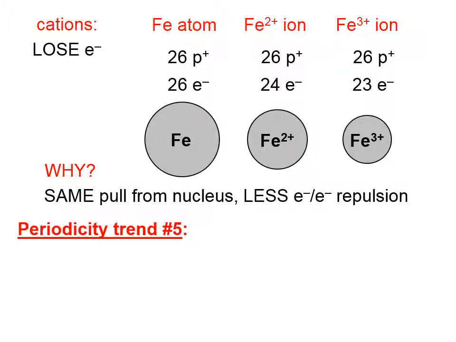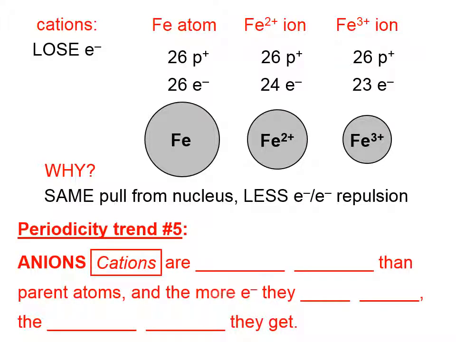So let's summarize what we've talked about here with periodicity trend number 5. This is a statement that can be read twice. You have to read it first with the bold-faced capital letters, and then you start back at the beginning and read it again with the italicized, boxed-in letters. So let's do the bold-faced capital letters first.